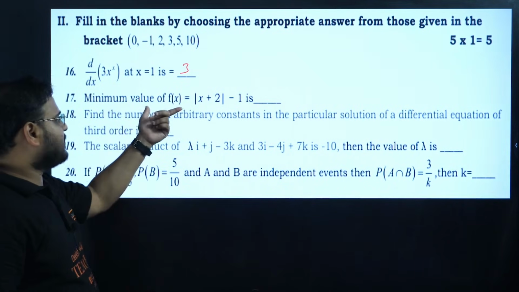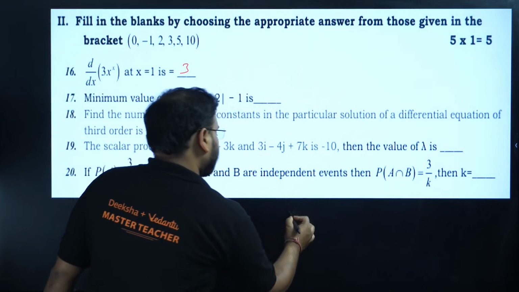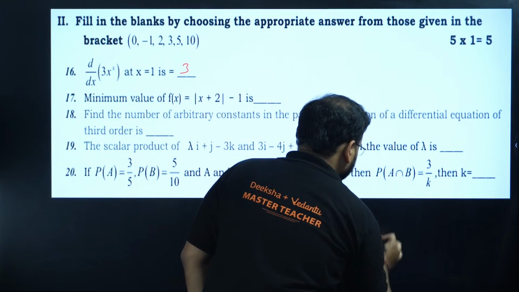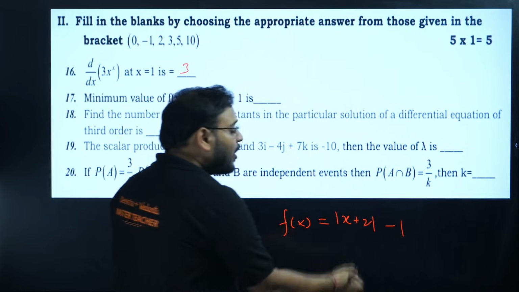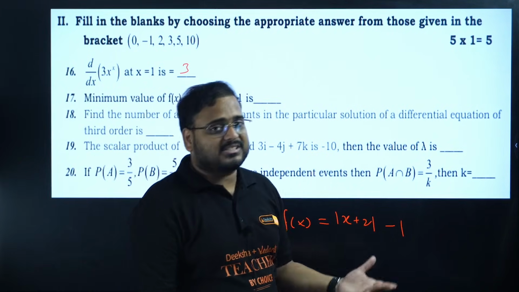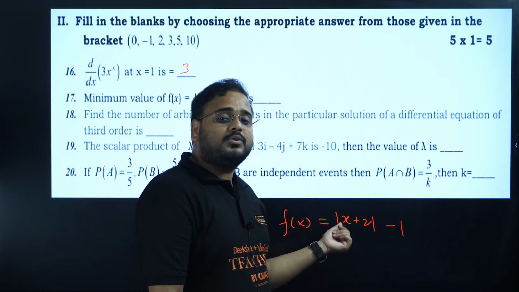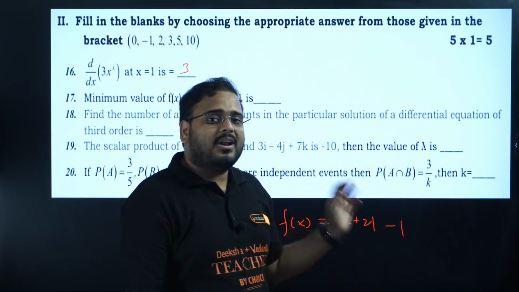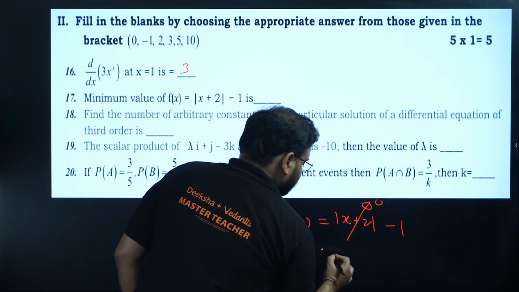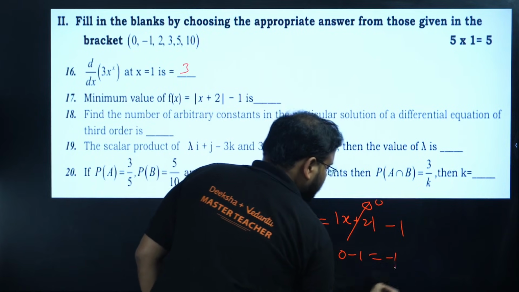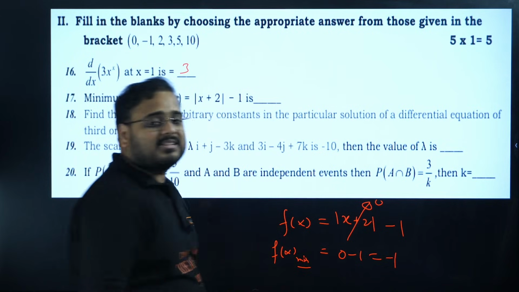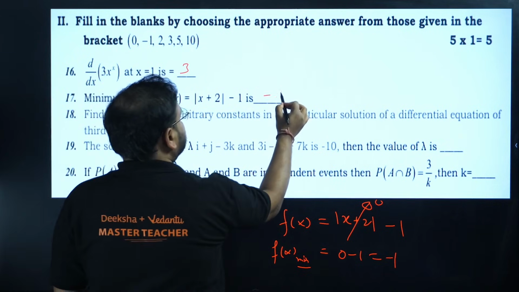Minimum value of this function mod of x, we are looking for f of x minimum. Okay. So we have mod of x plus 2 minus 1. Mod of x plus 2 is minimum when the value is 0. If you put any other value, you'll get a positive value, right? So if you put minus 2 here, it'll become 0. Any other value you're going to put, you'll have some certain positive value. So this is going to be minimum at 0. In that case, you'll have 0 minus 1. Answer will be minus 1. This will become your f of x minimum. F of x minimum, answer is minus 1, sir.